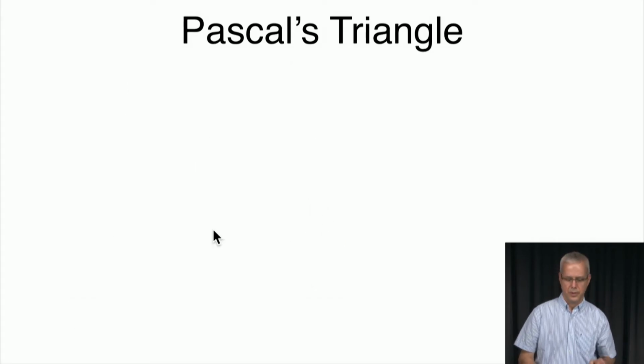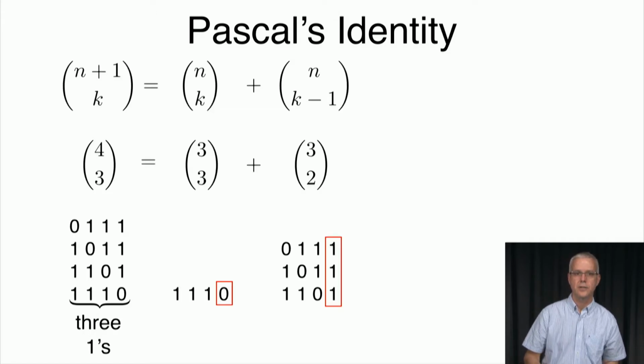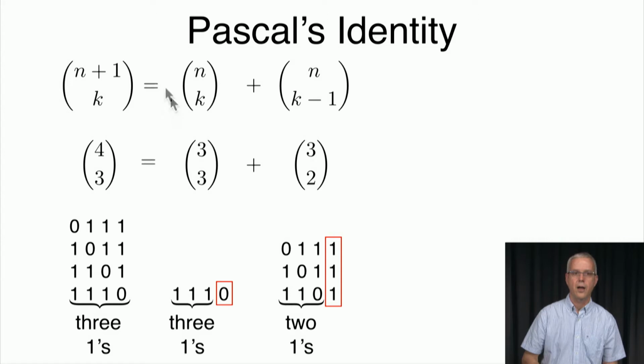And this will hold in general. If we consider binary sequences of length n plus 1 with k ones, then they'll consist of binary sequences of length n plus 1 with k ones and 0 at the end, and that number is going to be n choose k, because we still have the same k ones in the first n locations, plus the number of sequences of length n with k minus 1 ones, and those will correspond to the sequences where the last bit is 1, so we have k minus 1 ones in the first n locations. And when you sum those up, you'll get n plus 1 choose k.